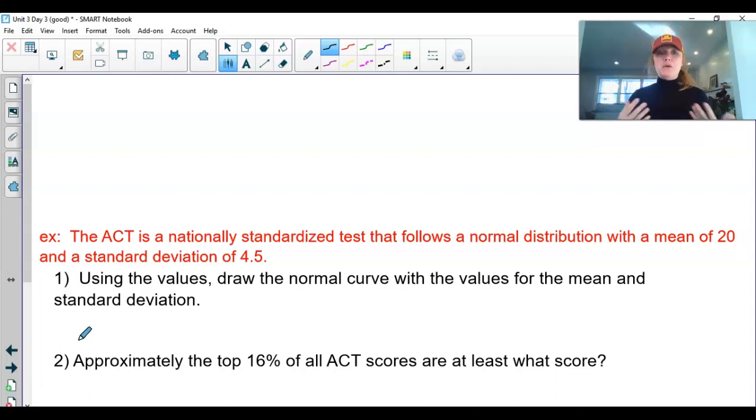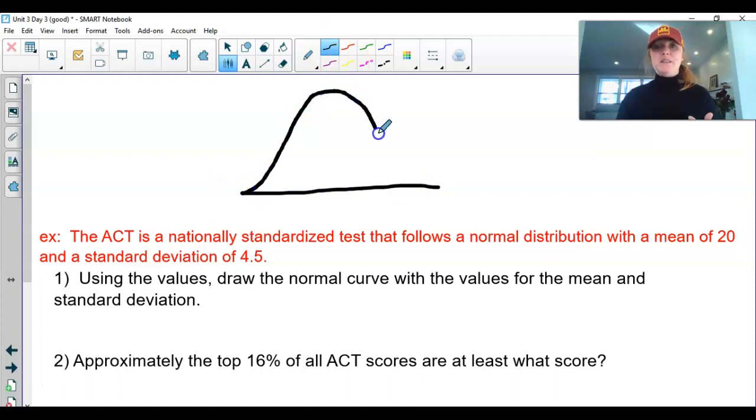Number 1, it says, using the values, draw the normal curve with the values for the mean and the standard deviation. So I'm going to do that now. I'm going to draw a nice normal curve. And again, I'm using my mouse, so if it gets a little shaky, I apologize. In the center will always go the mean. The mean they give us is 20, so I'm going to put mu.